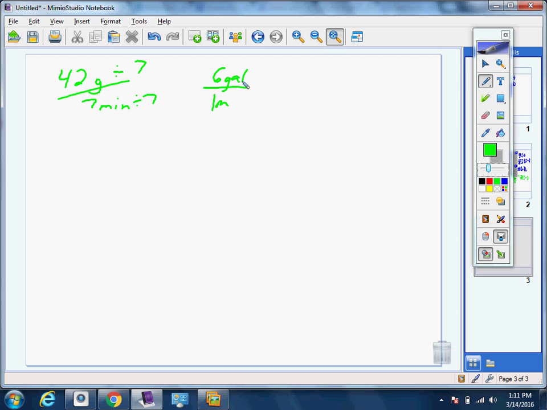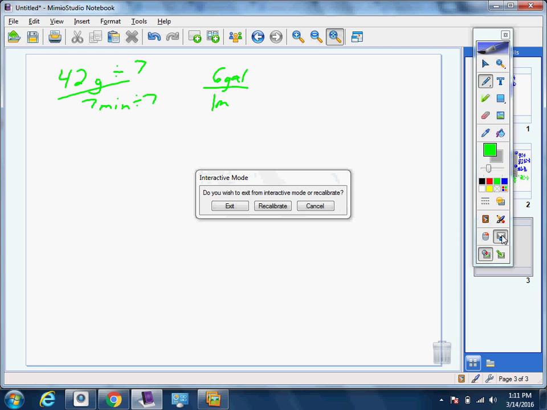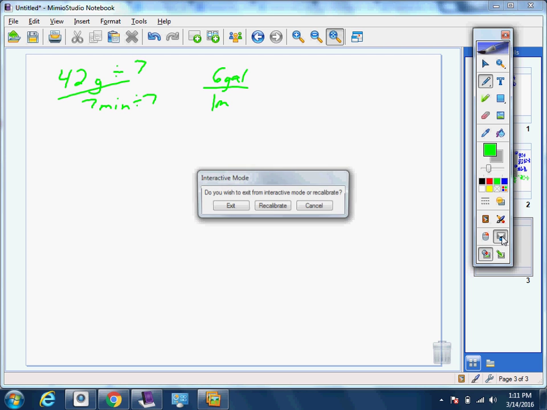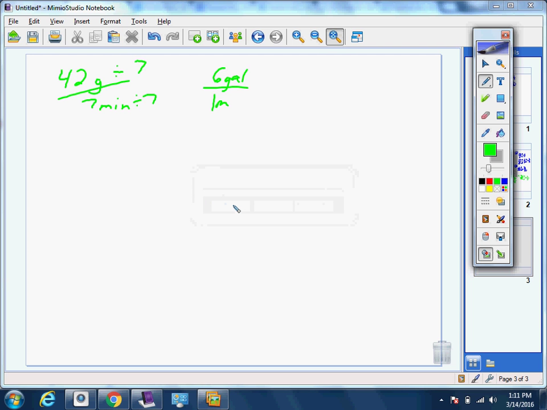One second. I've lost my camera thing. Hopefully that was recording the whole time.